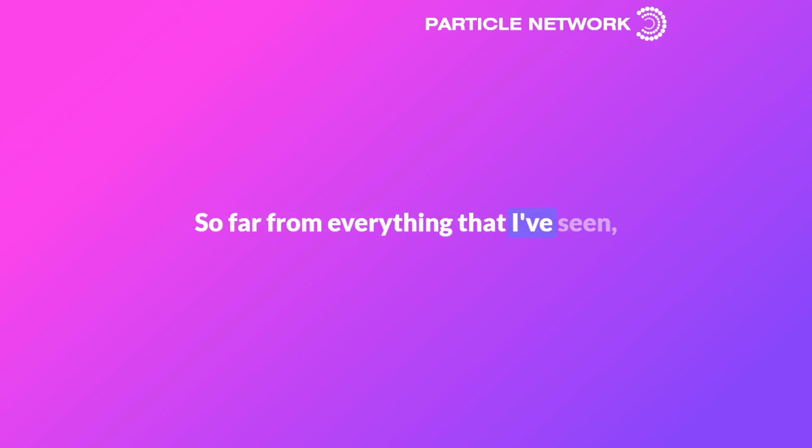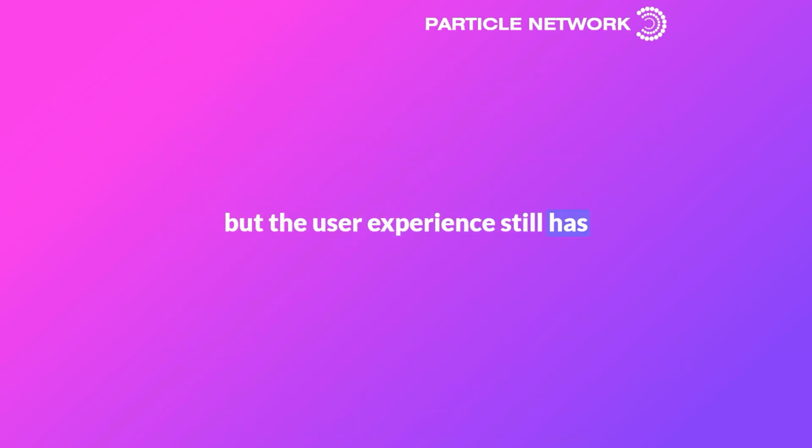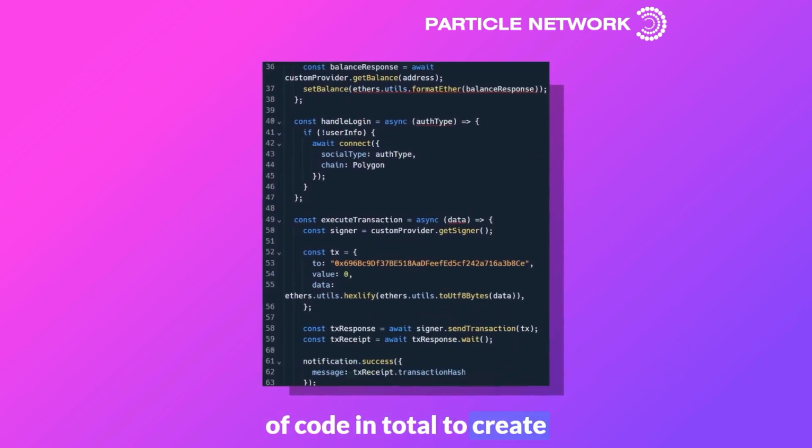So far from everything that I've seen, inscriptions are pretty cool and they have a lot of cool use cases, but the user experience still has a little ways to go before it's parallel with some of the more developed verticals of Web3. The goal here is to leverage Smart Wallet as a Service, which is the intersection of account abstraction and MPC TSS-based social logins, to significantly lower the barrier to entry required for users to inscribe things on chain. This entire process can be achieved in around 100 lines of code in total to create a demo application.